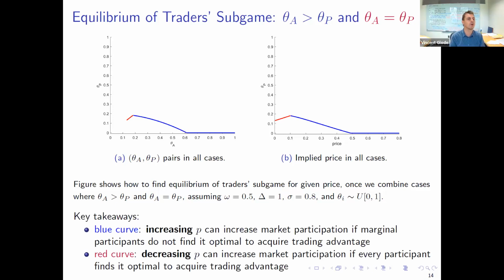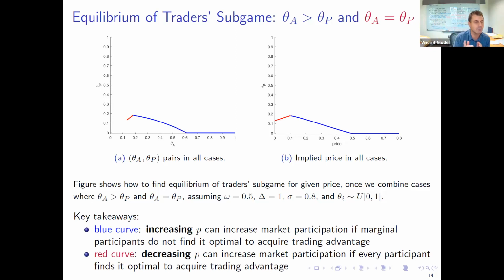So you can look at the blue curve. The blue curve shows that if I'm increasing the price, it can increase market participation if marginal participants do not find it optimal to acquire the trading advantage. So by increasing the price, fewer people acquire the trading advantage, more people participate. That's the force I've been talking about for the last few minutes.